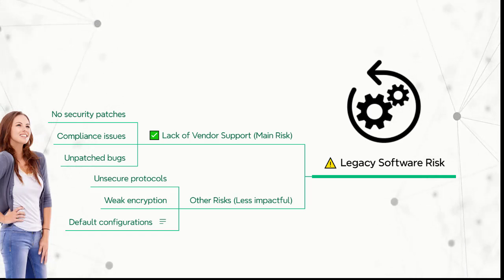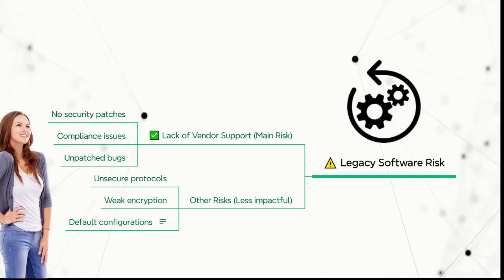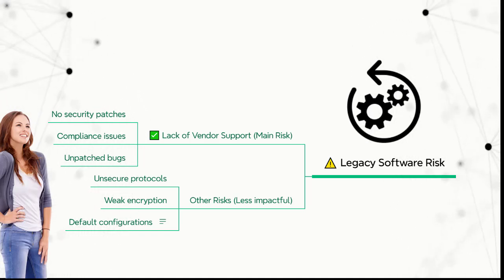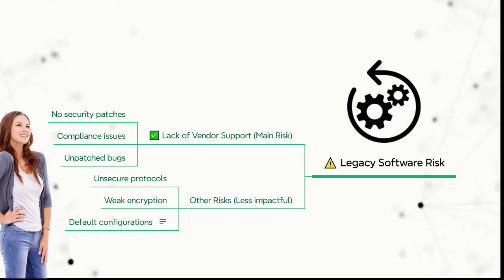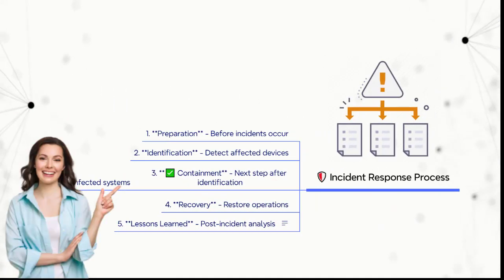There are other risks too, like outdated protocols or weak encryption, but those often stem from the fact that the software can't be updated in the first place. Default system configurations can be another issue, especially if they haven't been reviewed in years. But ultimately, it all comes back to that main problem. Without vendor support, you're on your own. And in today's fast-moving threat landscape, that's not a great place to be.